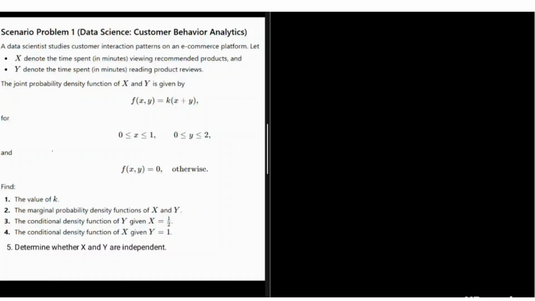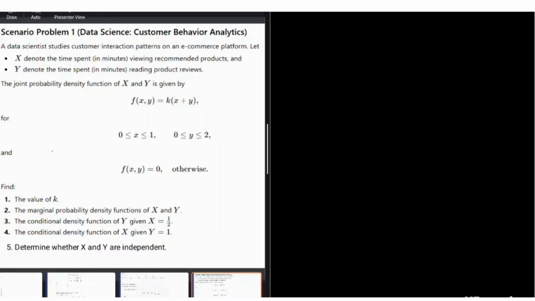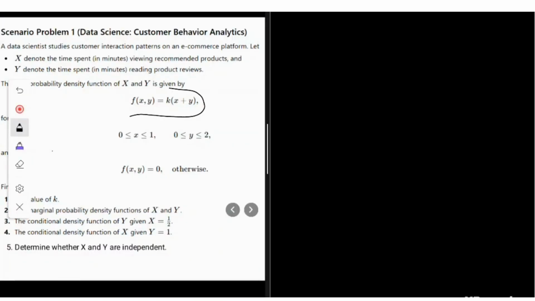You are also given the joint probability density function of x and y. So the joint probability density function is f of x comma y equal to k into x plus y. This is the given joint probability density function, and you are told that x varies from 0 to 1, likewise y varies from 0 to 2, and it is equal to 0 otherwise. Only in this range is your probability density function given by this equation. Apart from these limits, f of x comma y is 0.